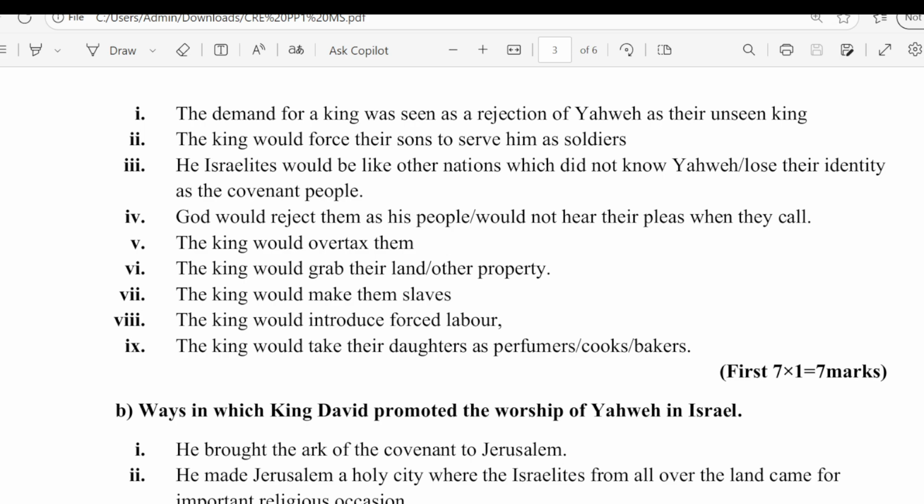The king would overtax them. The king would grab their land. The king would make them slaves. The king would introduce forced labor. And the king would take their daughters as perfumers, cooks, and bakers.